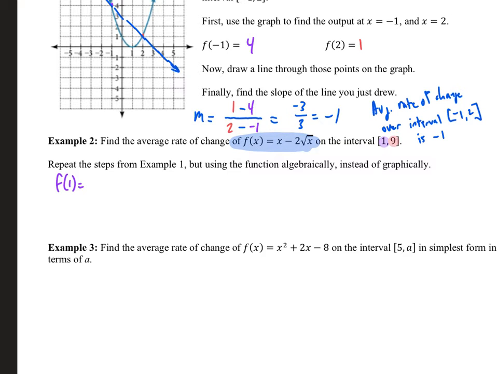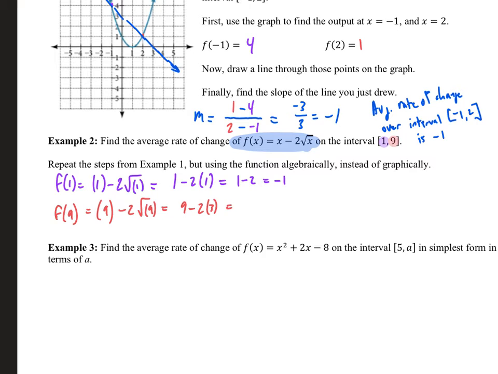So plugging 1 into that, that would be 1 minus 2 times the square root of 1. Of course, that would be 1 minus 2 times 1, since the square root of 1 is 1, and then that's 1 minus 2, which is negative 1. Do the same thing for 9, so f of 9 equals 9 minus 2 times the square root of 9, which would be 9 minus 2 times 3, which is 9 minus 6, which is 3.